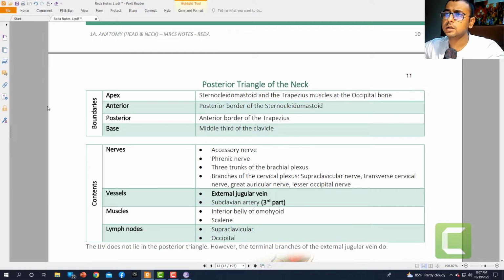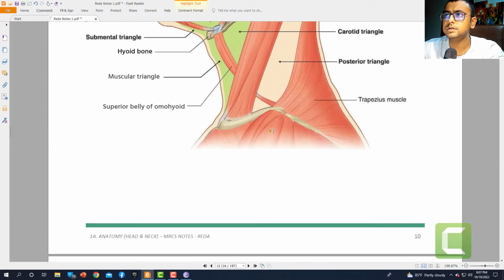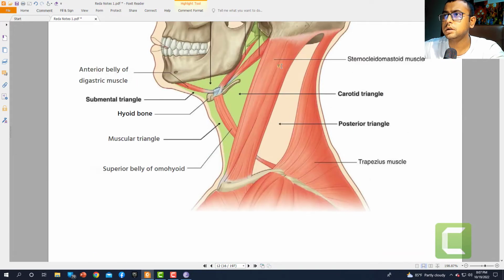Now the posterior triangle of the neck, very important. It is bounded by the sternocleidomastoid and trapezius muscle, from the occipital bone: the anterior border of the trapezius, the posterior border of the sternocleidomastoid, and the middle third of the clavicle. So here you see, this is the posterior border, this is the anterior border, and this is the clavicle; this is the triangle.